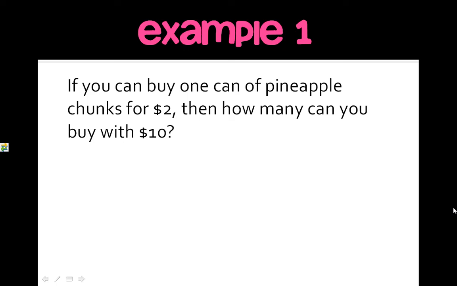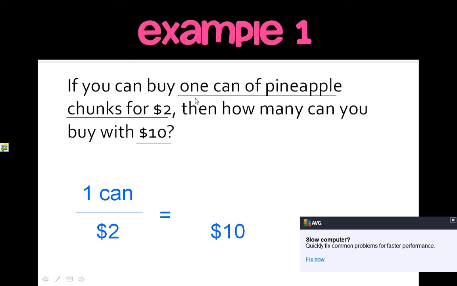Okay, so the first thing we're going to do is write the first ratio that we see. 1 can of pineapple costs $2. So to write it as a ratio, 1 can for $2. Okay? And to make it a proportion, we're going to look, okay, what other number are we dealing with? And that is $10. In a proportion, we want everything to match. So we are going to put our money with our money. So if we look at the first ratio, $2 is at the bottom. So we're going to keep $10 at the bottom as well.